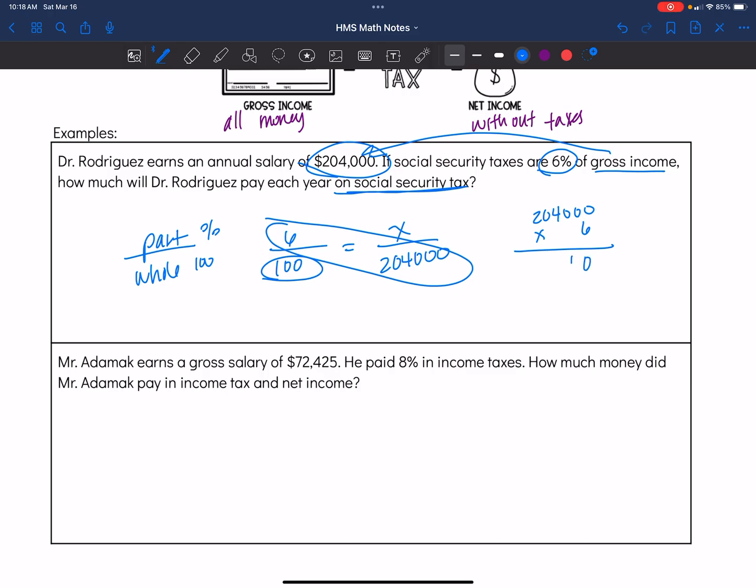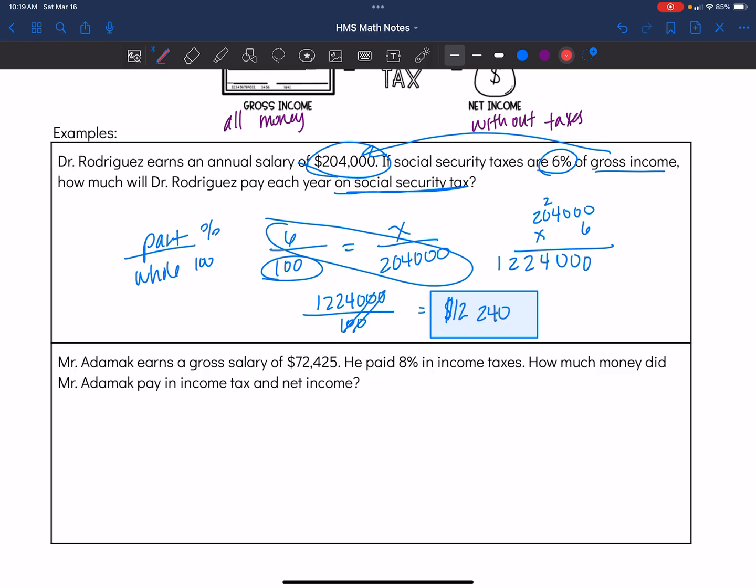0 times 6 is 0. 4 times 6 is 24. 0 times 6 is 0 plus 2 is 2. 2 times 6 is 12. I don't have to move any decimals because I don't have any decimals. Now I'm taking that number and dividing it by 100. I like to put it as a fraction so I can see my zeros that cancel out. And it looks like they are taking out $12,240 in taxes. That's it. I guess the hardest part might be setting up the proportion.